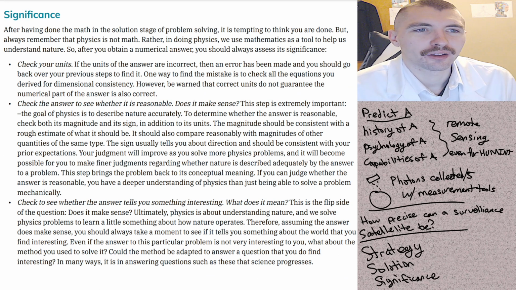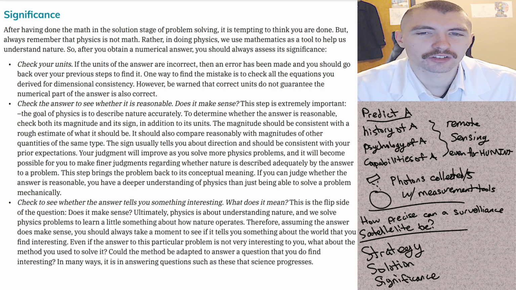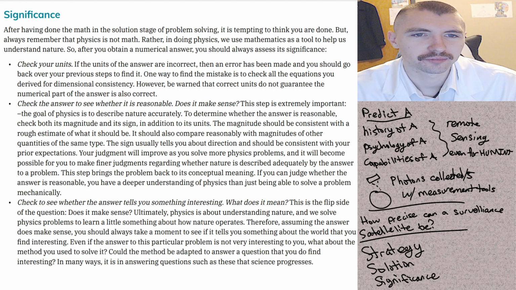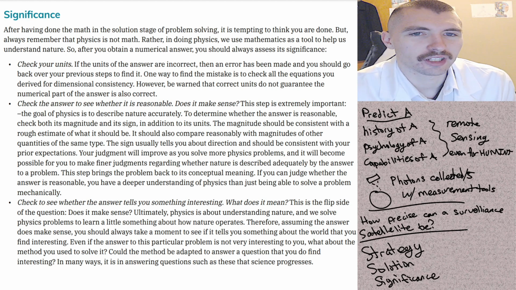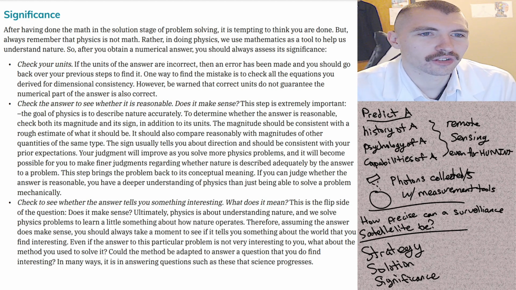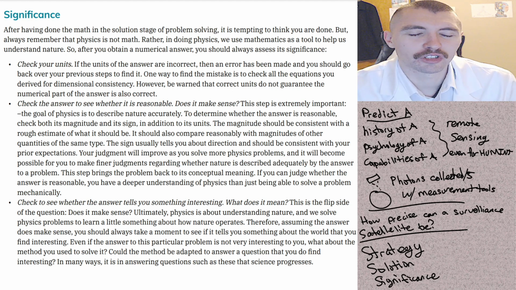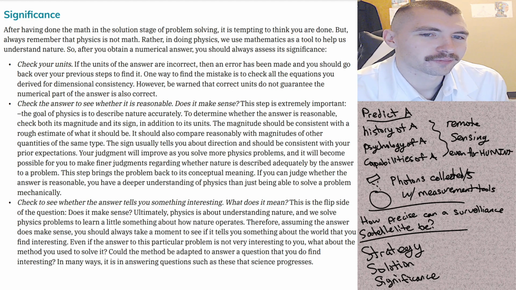After doing the math, it's tempting to think you're done, but physics is not math. We use mathematics as a tool to help us understand nature. You should always assess the significance. Check your units. Check the answer to see if it's reasonable. Does it make sense?